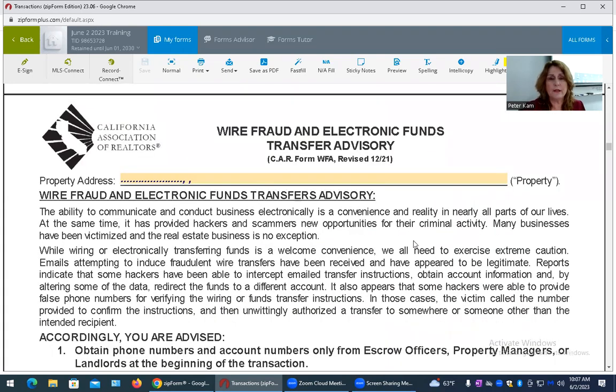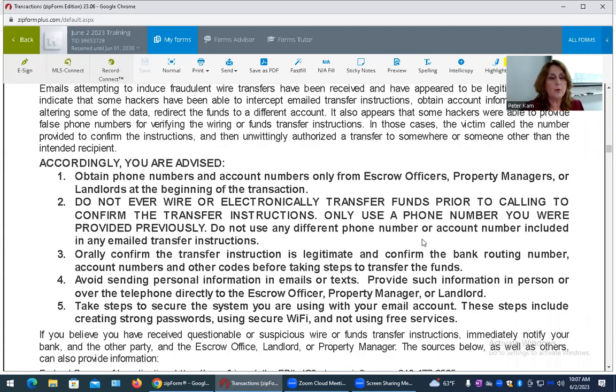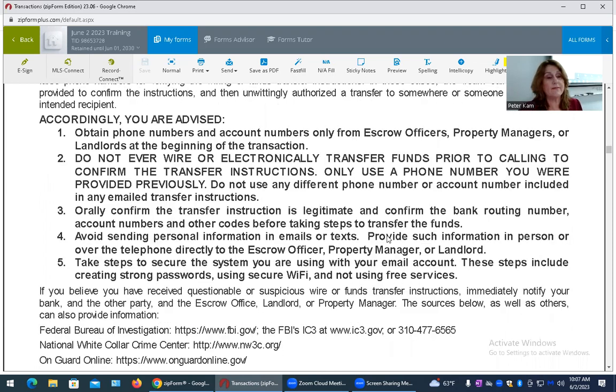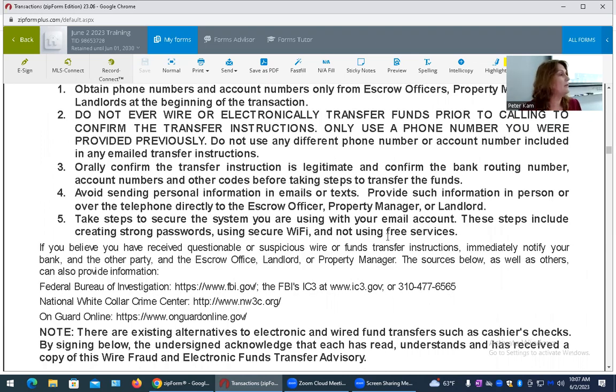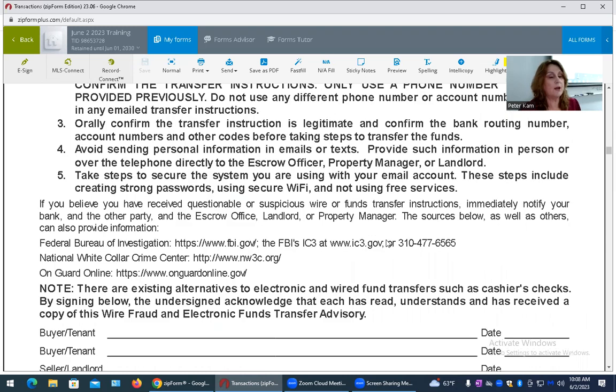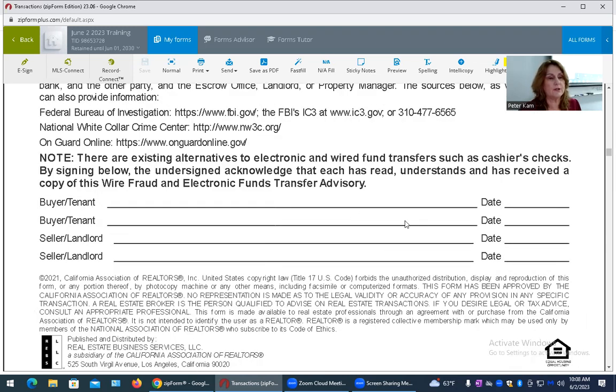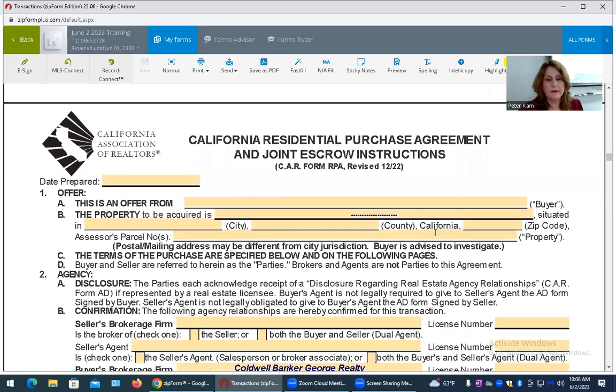Wire fraud advisory. We know that we don't want to be involved in giving directions or wire instructions. Always have that go direct from escrow to the client. I always tell the clients, even if you've received that in a secure email from your escrow officer, please call that officer when you're at the bank. Bring your cell phone, call them, make sure, and go over that again with them. I think it just doesn't hurt to be careful because there is some wire fraud going on.